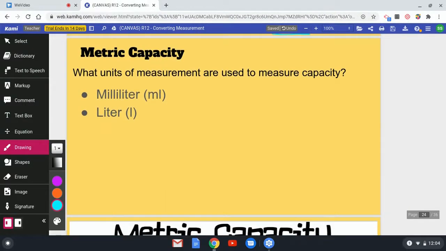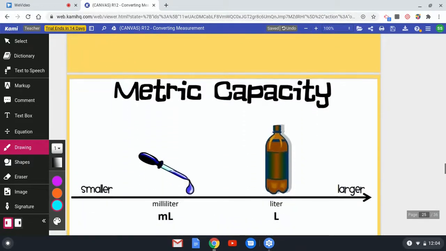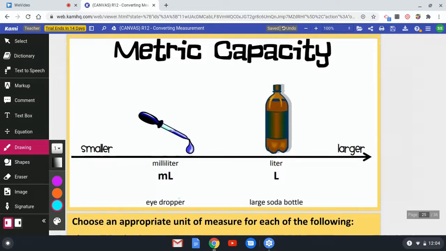Metric capacity, most of the time we're going to talk about milliliters and liters. A milliliter is about an eyedropper, not even full. If you've ever taken medicine in an eyedropper, it's marked like that. A milliliter would be one mark. And then a liter is like a large bottle of soda.